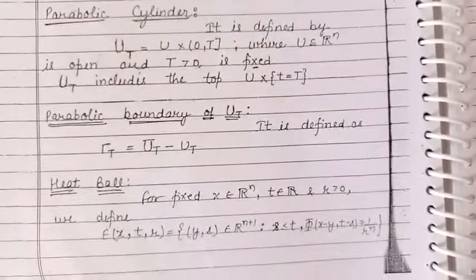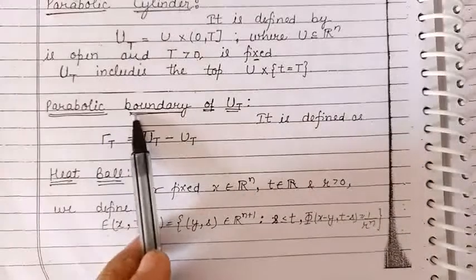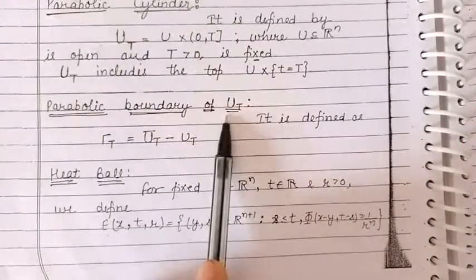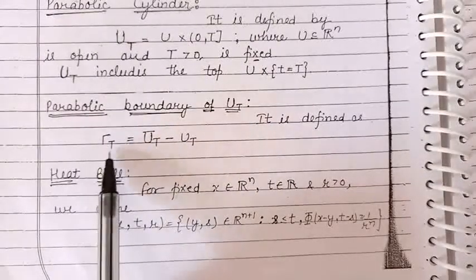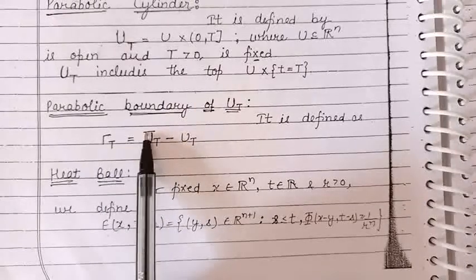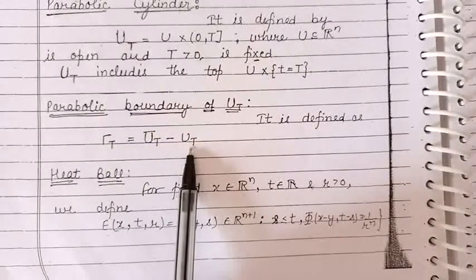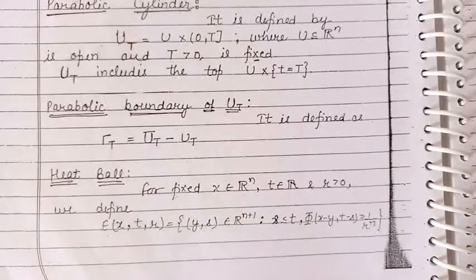Now next, to define the parabolic boundary of this cylinder. Parabolic boundary of this parabolic cylinder is denoted by gamma with suffix t in the base, and this is U_T closure minus U_T. This is called parabolic boundary of parabolic cylinder. Next, there is an important definition, heat ball.